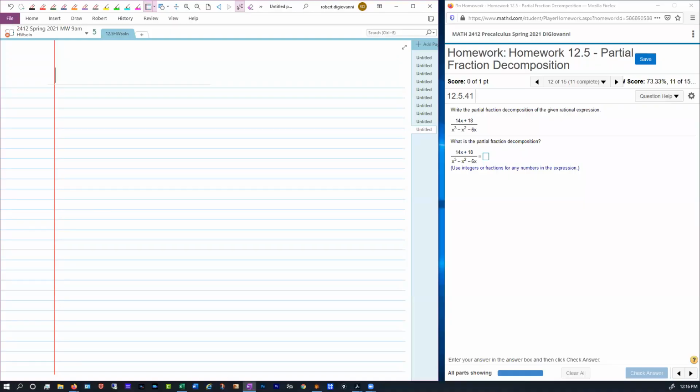Okay, so for this one, we do not need long division. Again, I don't believe any of these problems in the homework require long division. Let's see, minus 6x. Okay, but we do need to factor. So 14x plus 18. Let's go ahead and factor this over here.